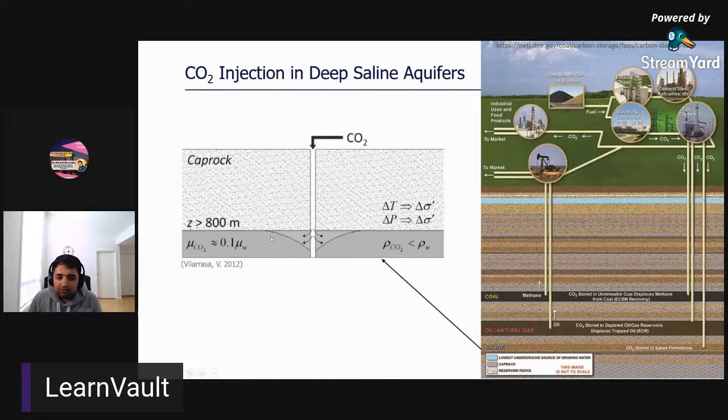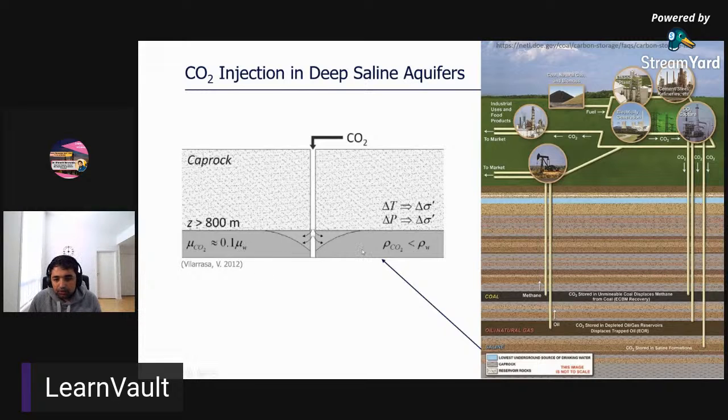The depth of this aquifer is greater than 800 meters, and as denoted by this equation here on the left, it says that viscosity of CO2 at depth increases, but it's still one order of magnitude lesser than the viscosity of water. So if your viscosity is very low, then CO2 has a very high mobility. So it will move into the formation at a much faster rate, and it would, of course, displace the brine that is already existing there.